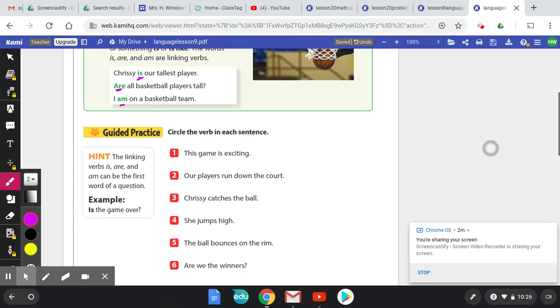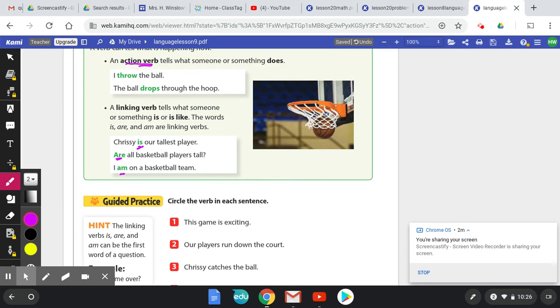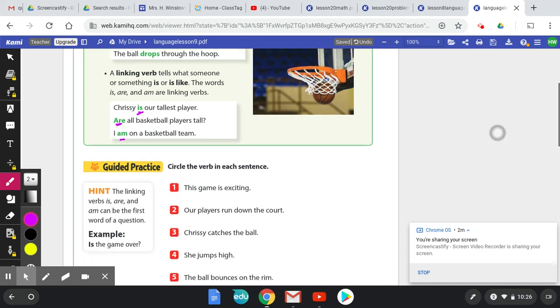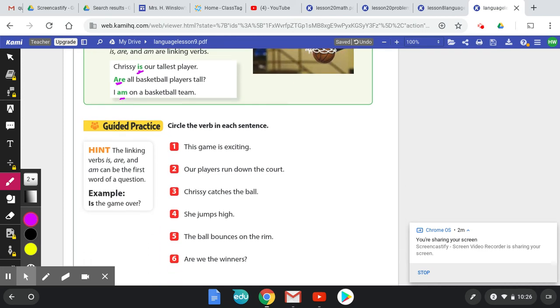All right. So action verbs are going to show action or do something. And linking verbs are going to link the noun at the beginning of the sentence to the other part of your sentence. So hint, the linking verbs is, are, and am can be the first word of a question. Example, is the game over? So just don't let that fool you. That can be the beginning of the sentence. We always think about a noun coming at the beginning, but a linking verb can come at the beginning.